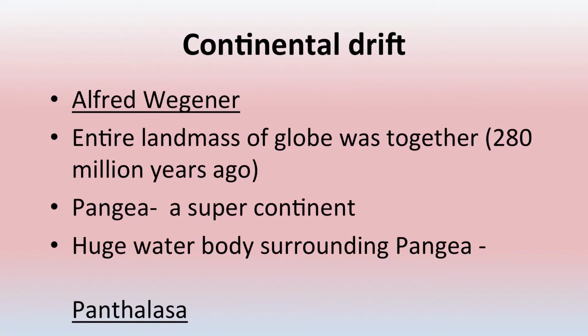According to this theory, the entire landmass of the globe was together around 280 million years ago and gradually it broke down and drifted apart horizontally. There was a Pangea around 280 million years ago, a supercontinent, and there was a huge water body surrounding the Pangea. There was a landmass called Pangea and a huge water body surrounding it, known as Panthalassa.